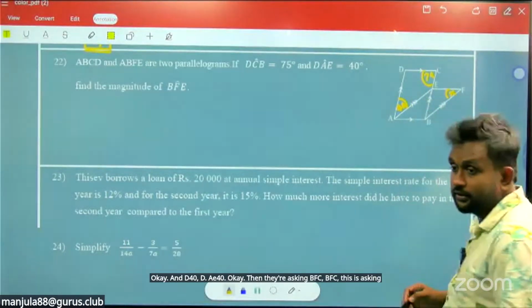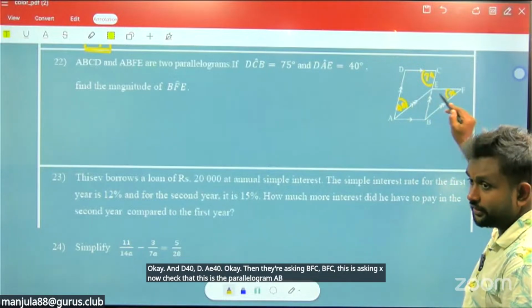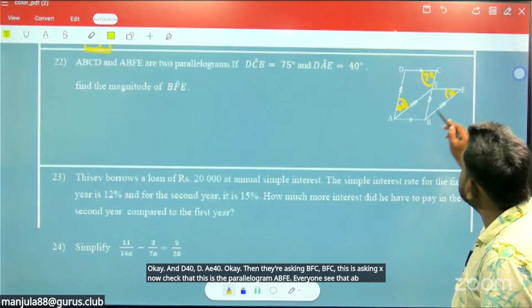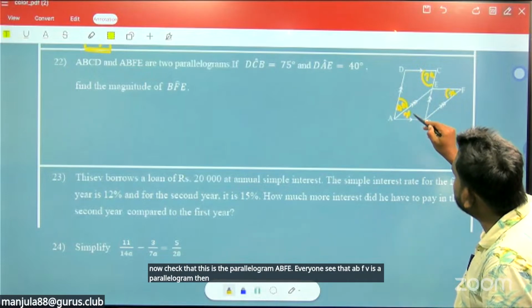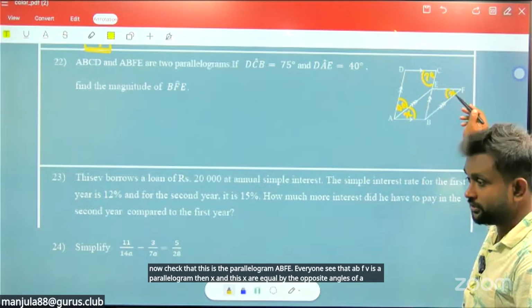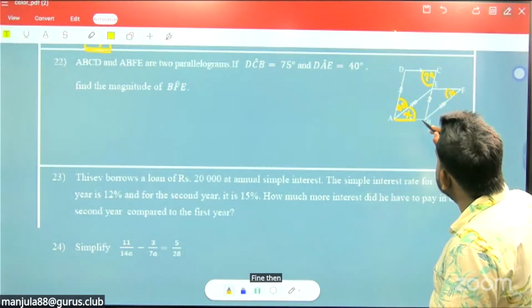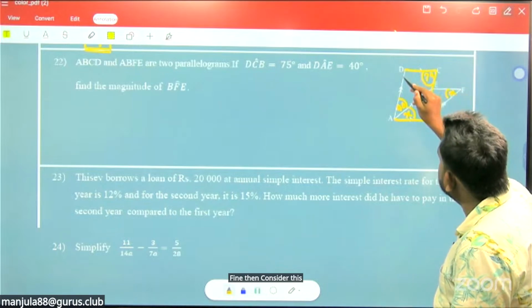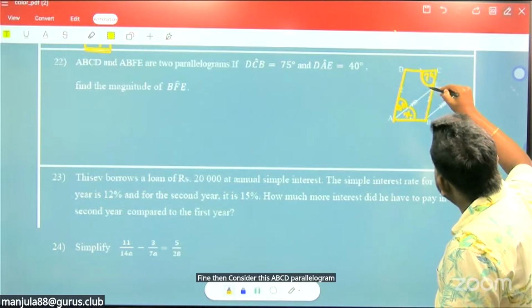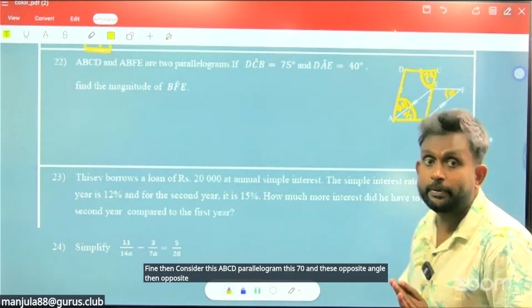Now check that. ABFE is a parallelogram. Everyone see that? Then this x and this x are equal. Why? The opposite angles of a parallelogram are equal. Fine. Then consider ABCD, a parallelogram. This 70 and these are opposite angles. Then opposite angles are equal in a parallelogram.